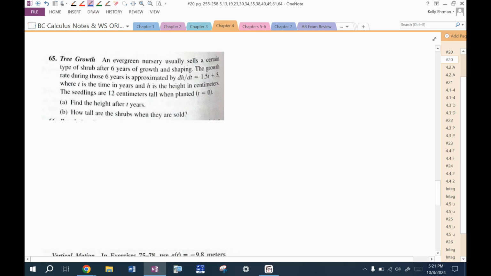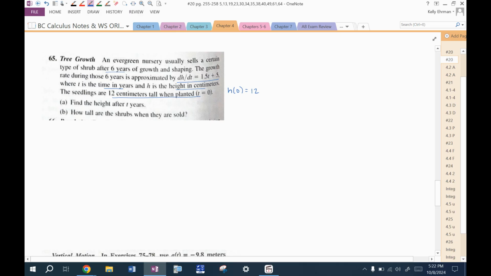An evergreen nursery usually sells a certain type of shrub after 6 years of growth and shaping. The growth rate during those 6 years is approximated by dH/dt, where t is the time in years, H is the height in centimeters. The seedlings are 12 centimeters tall when planted. So because this says dH/dt, that means that H of 0, I'm going to call the original function the height function, is equal to 12.